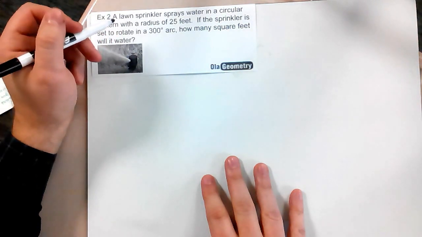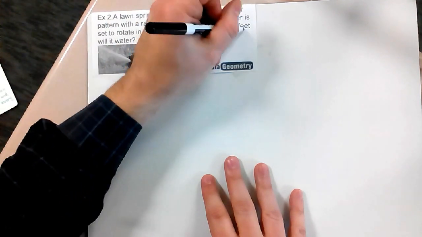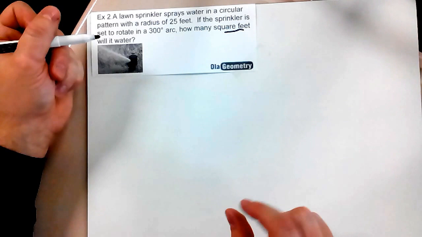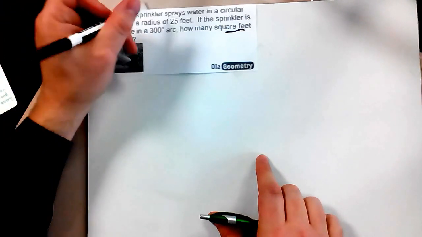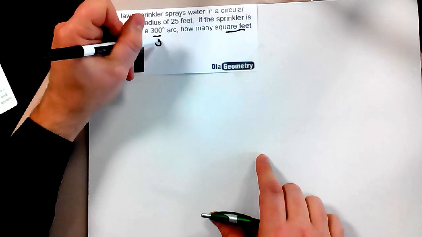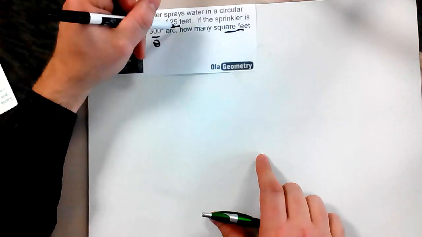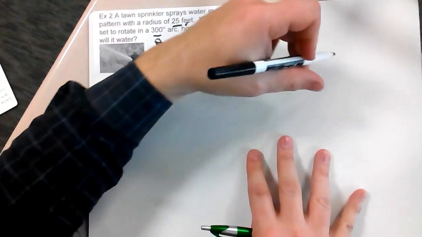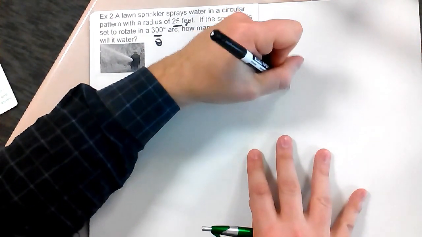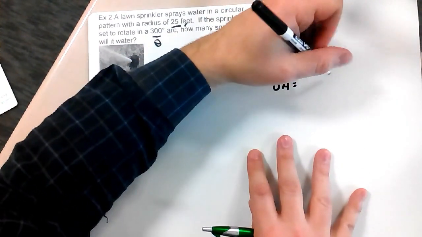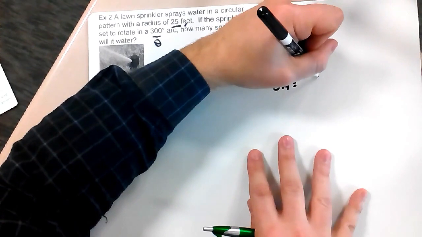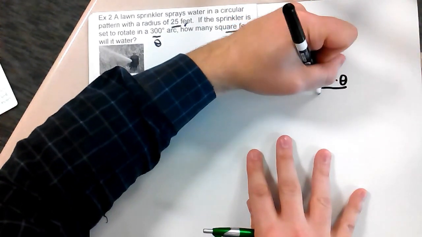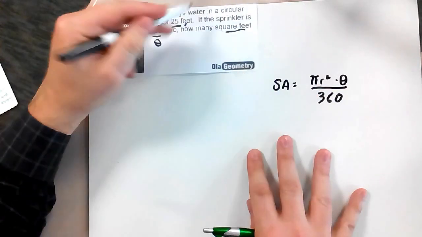So let's take a look at what information they gave us. They told us that this is square feet, so that's my first indication that this is sector area. They told me theta, and they told me the radius. So all I have to do from here is plug this into the formula of sector area. The formula for sector area is sector area equals pi r squared times theta over 360.